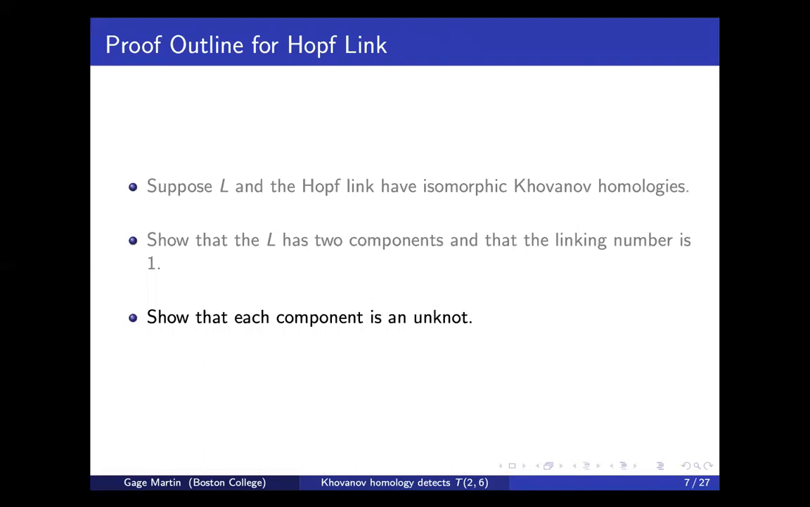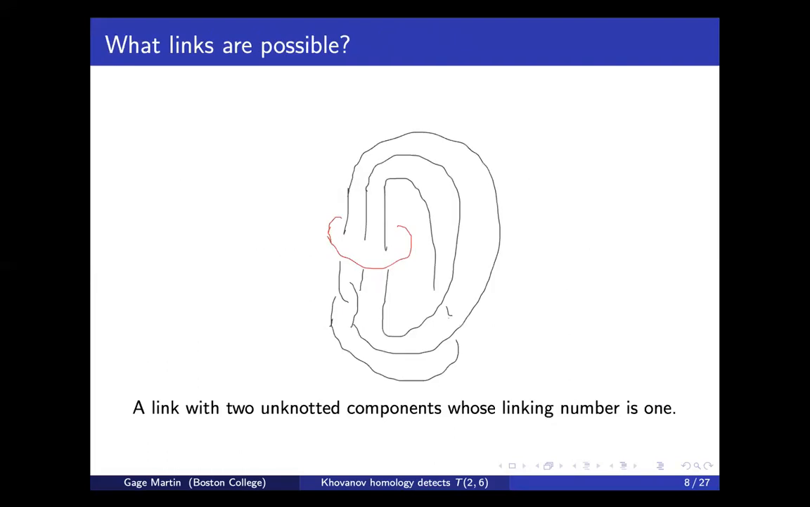So we would want to rule out a link like this. We could then show that each of our components was actually an unknot. That would rule out the link we saw before, where one of our two components was a trefoil. But there's still a link like this, where we have two components, the linking number between the components is still 1, and both the components are unknots, but this still isn't the Hopf link. So we want to rule out a link like this as well.